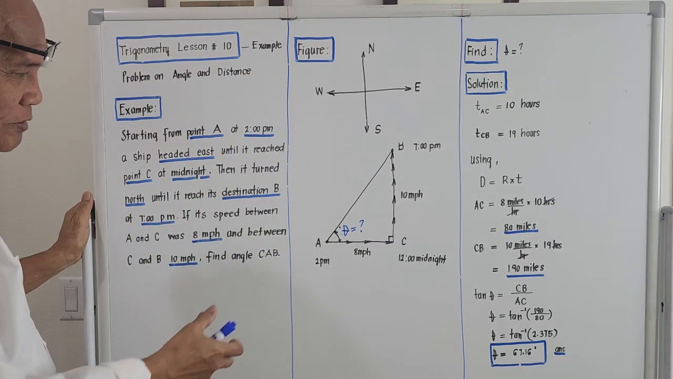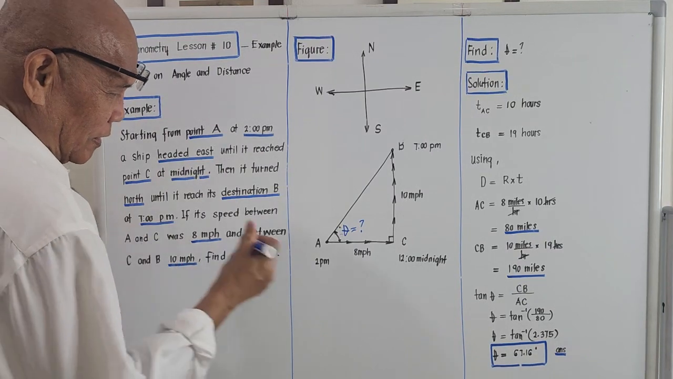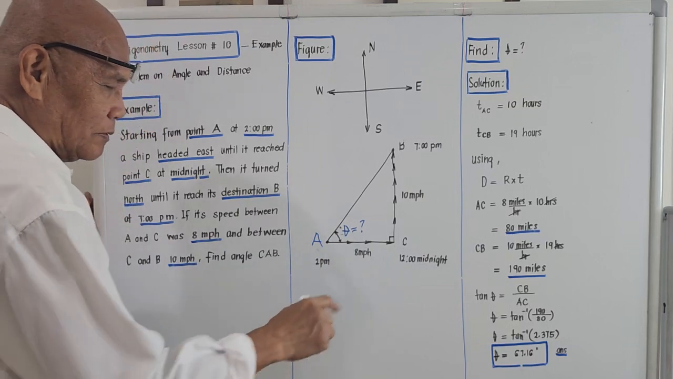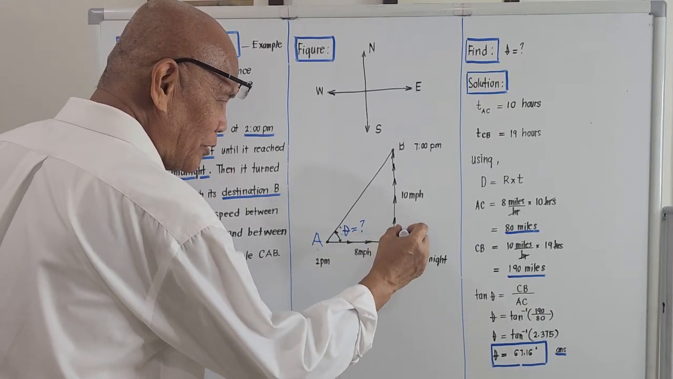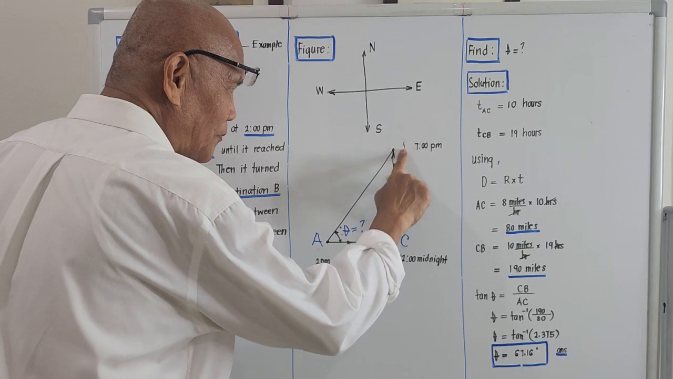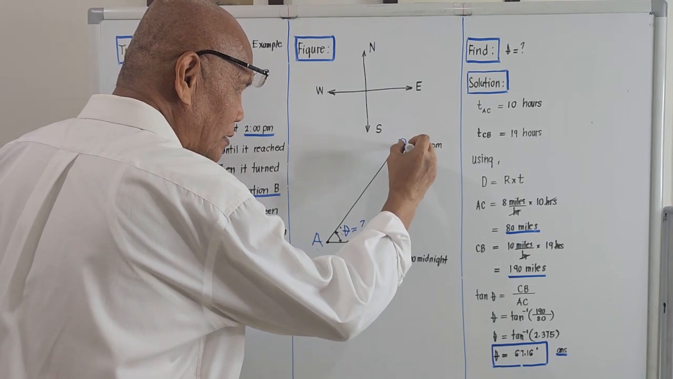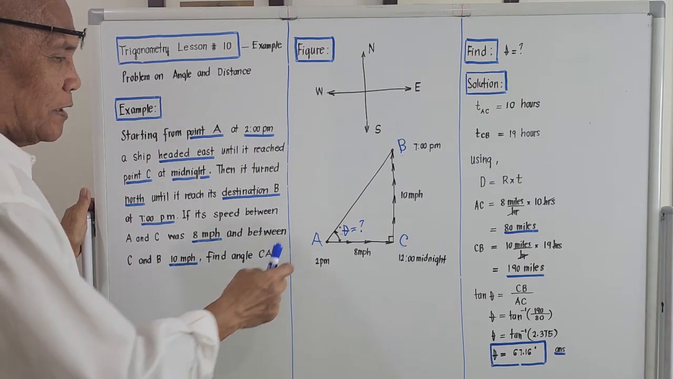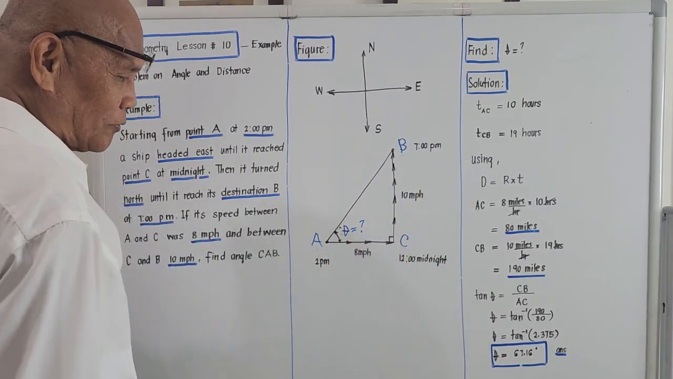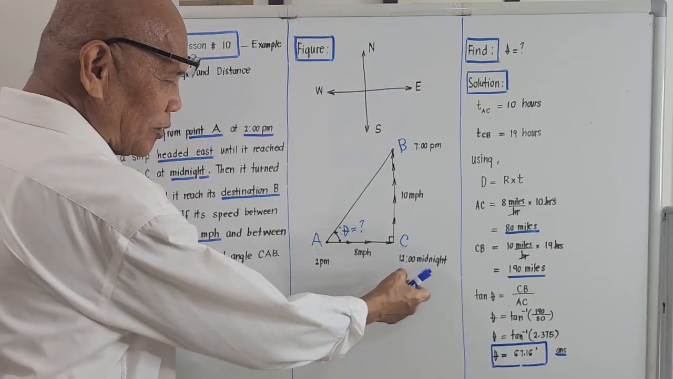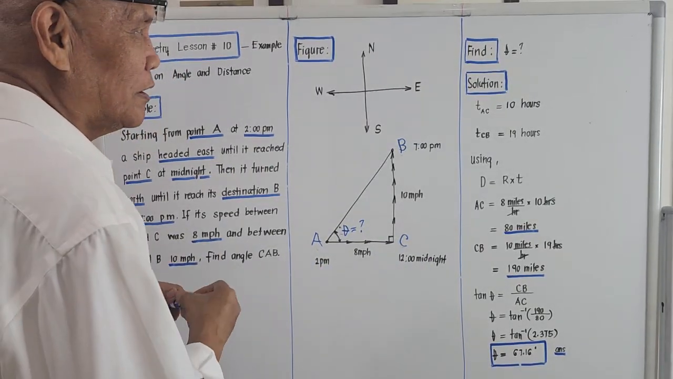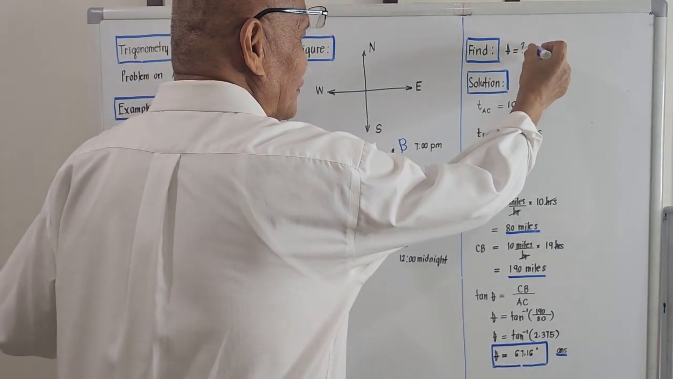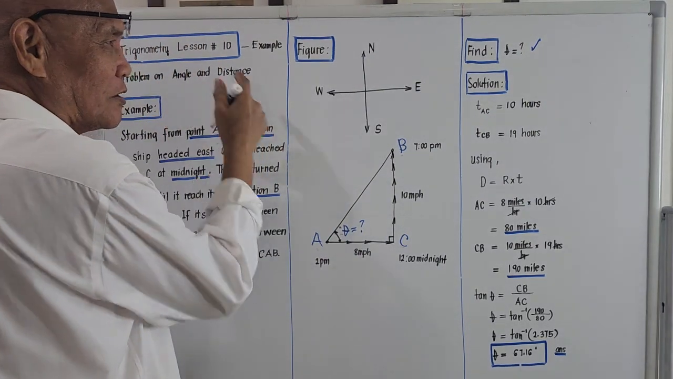I think we have placed already the correct figure. The initial location is at point A. The next location is at point C. And the final location is at point B. The total travel time from A to C, we could compute for that one. From 2 p.m. to 12 midnight, that's actually 10 hours. The required here is angle theta, right? That's why it's an angle problem and distance problem.